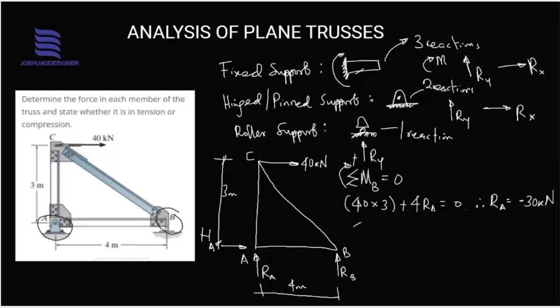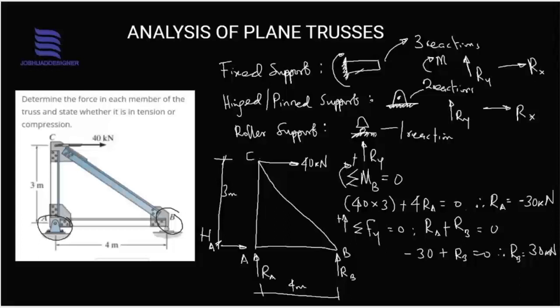For the second equation that says the summation of upward forces is 0, we can take RA plus RB to be 0. Then we have minus 30 plus RB is equal to 0. Therefore, RB is equal to 30 kilonewton. I believe that's clear enough.